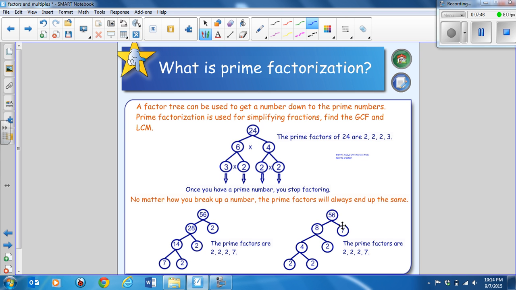Let's take a look over here at 56. This is another way to break it down. So we have 8 times 7, which is 56. We're going to break down 8 to 4 times 2, and then 2 is prime, so we don't have to do anything else with that. And then we have 4. 2 times 2 equals 4. So our prime factorization is 2 times 2 times 2 times 7. Notice that it's the exact same as what is over here.